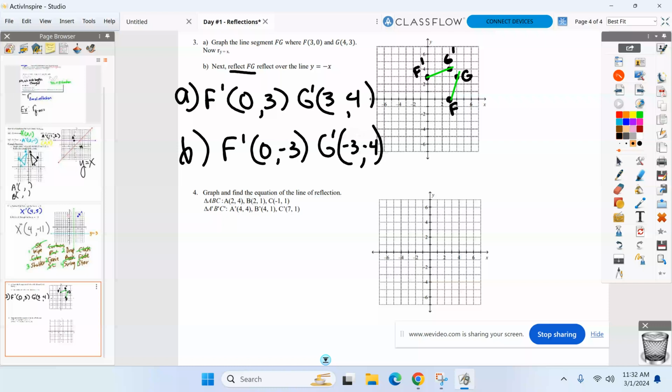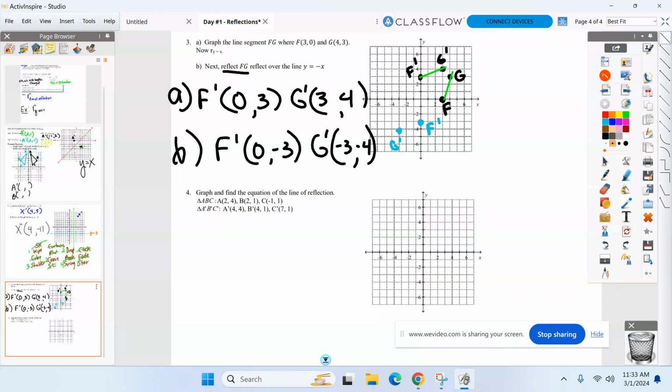And I promise you, those are the only two rules I'm going to have you do. Y equals x and y equals negative x. Everything else you should be able to count here. 0, -3. -3. And because we're in honors, remember that was the line we reflected FG over. So it looks pretty good.